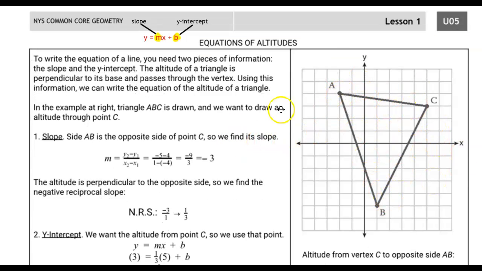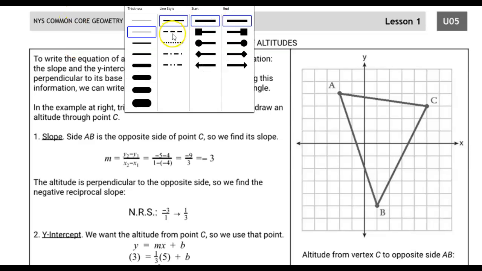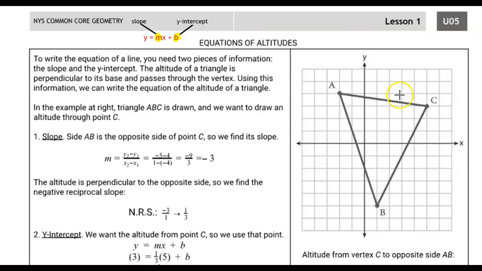Triangle ABC is drawn, and we want to draw an altitude through point C. So I could just draw any old random line that goes through point C, like there, for example, but I don't know whether it has right angles to the opposite side. So what we're going to do is try to figure out where that line is supposed to go. So first, we find the slope.